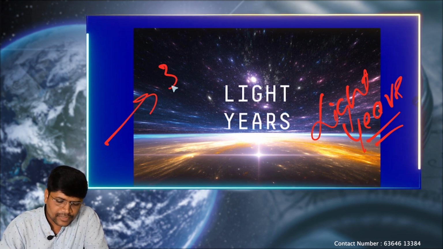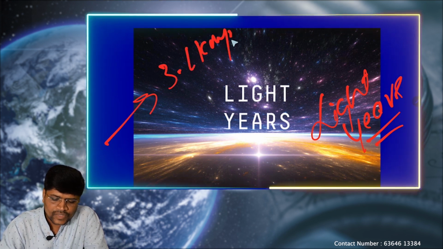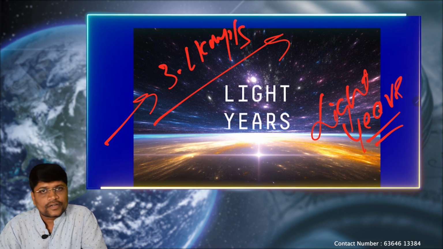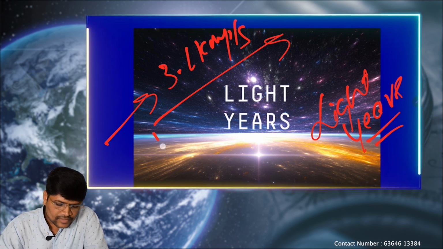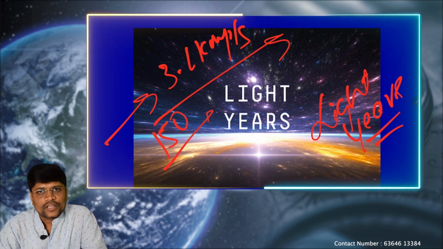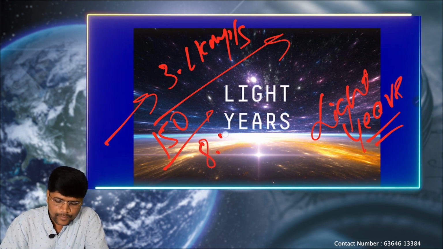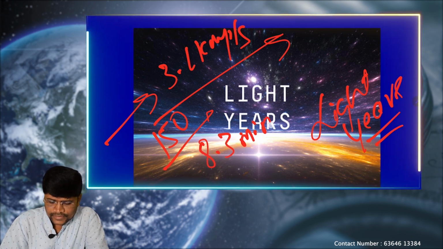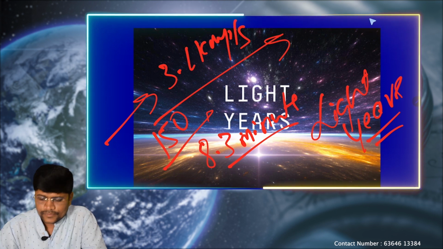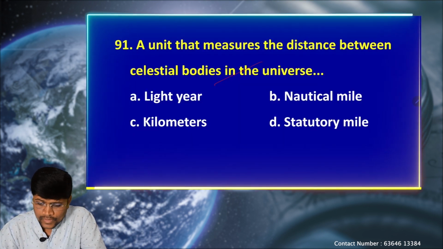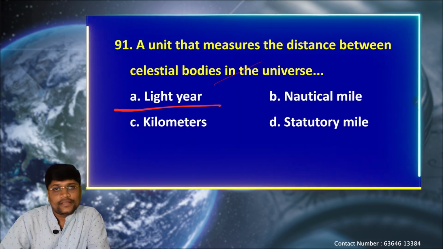So light travels at a speed of 3 lakh kilometers per second. So in that sense, we calculate the distance between the Sun and Earth, which is 150 million kilometers. In terms of the light year, it is 8.3 light minutes. Okay, so the option is A, light year.